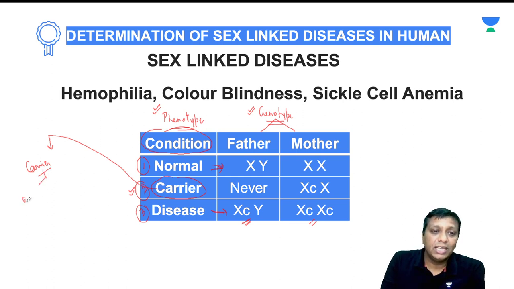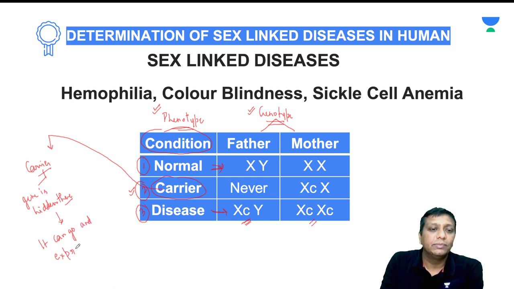Carrier means the gene is hidden there. You try to understand, the gene is hidden there, and it can go and express in the next generation.